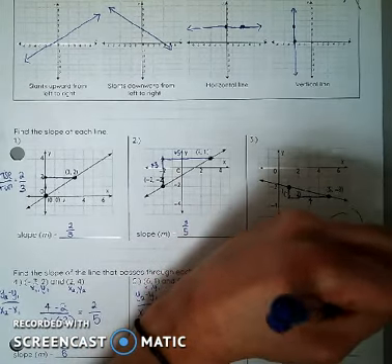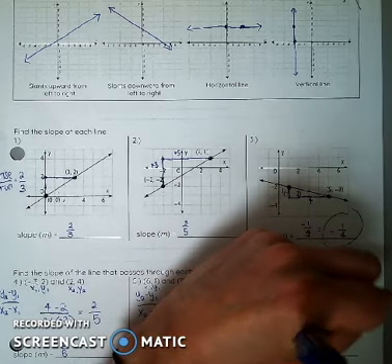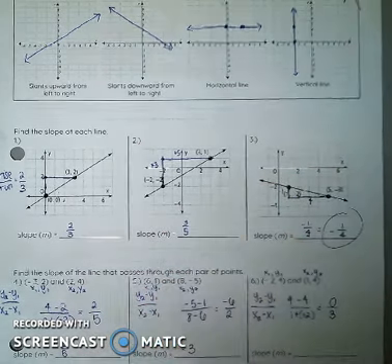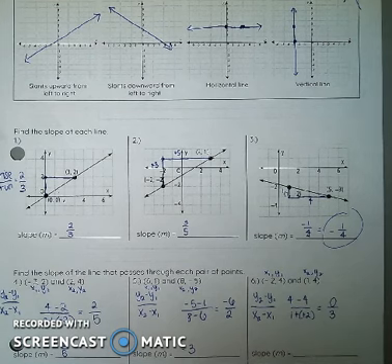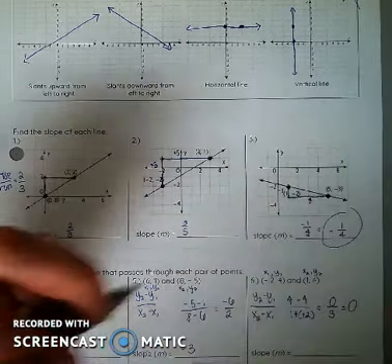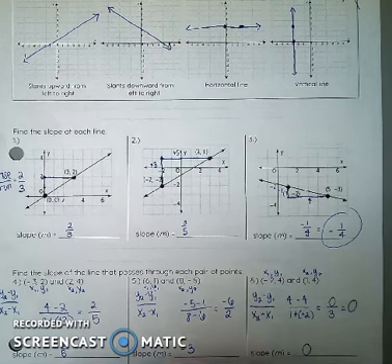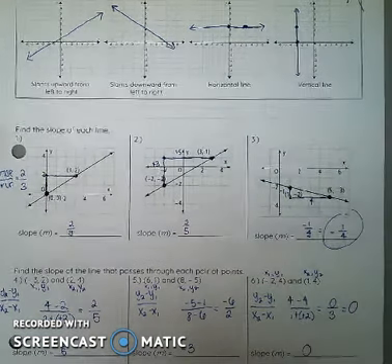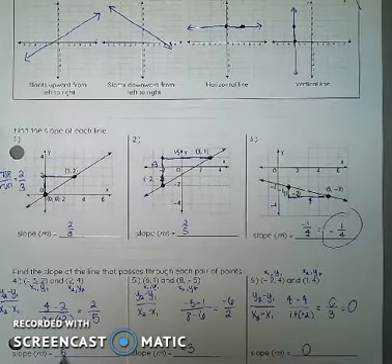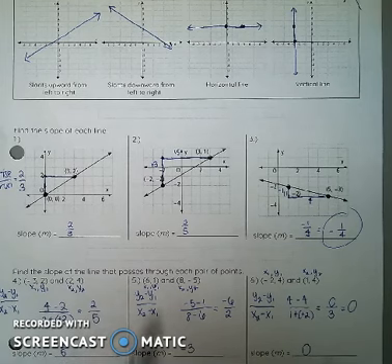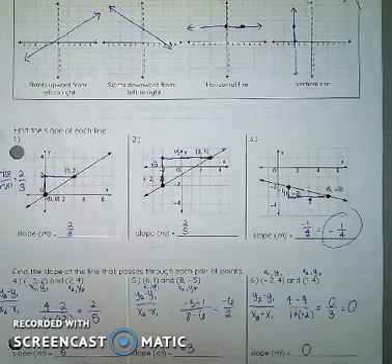4 minus 4 gives me 0. 1 minus negative 2, keep change opposite, is going to give me 3, so I get 0 over 3, and 0 divided by 3 gives me 0. So this is a slope of 0. So now let's look back at our answers real quick. Notice that a slope of 2/5, my very first one, that was a positive slope. Then I have a negative slope, and then I have a 0 slope, which would be a horizontal line.